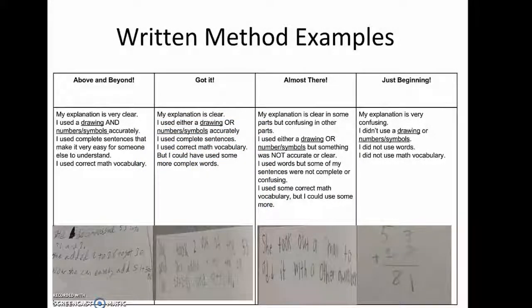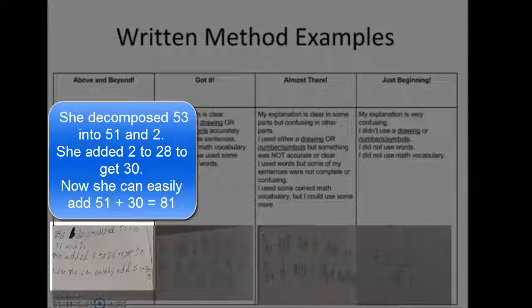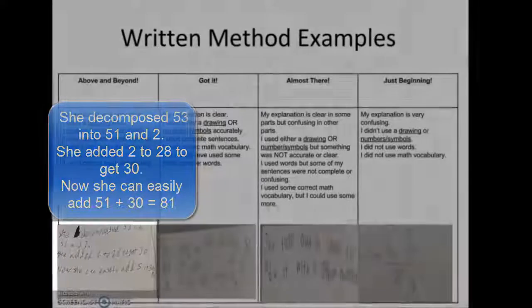I received one index card that I would consider above and beyond. This student wrote, "She decomposed 53 into 51 and 2. She added the 2 to 28 and got 30. Now she can easily add 51 plus 30 equals 81."